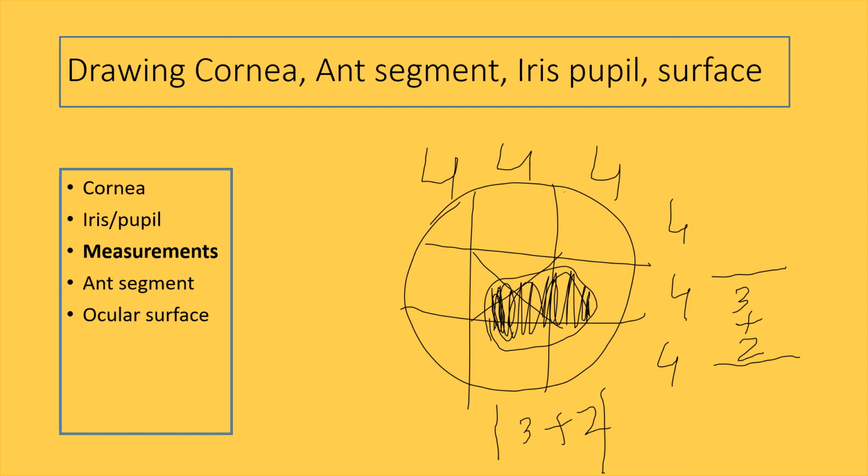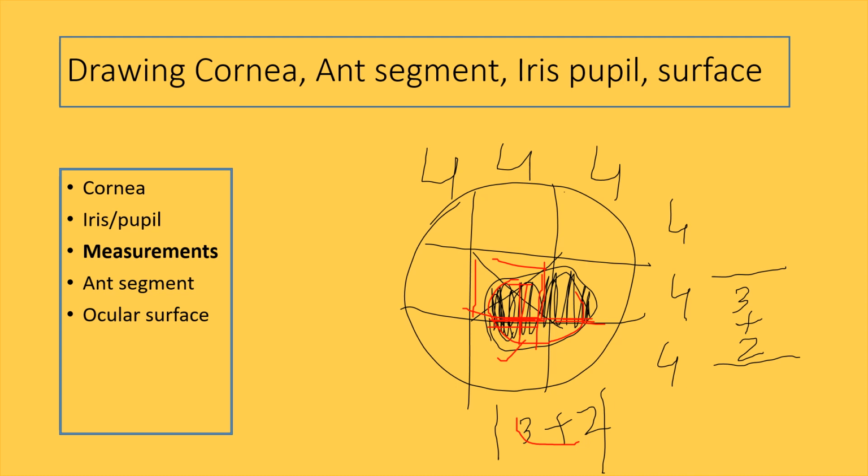Now, how to measure a corneal lesion? Well, this one is a corneal ulcer, and this is the central square. So this ulcer is covering 3 parts of this square and 2 parts of this square. So 3 plus 2, this ulcer is 5 mm vertically. Then horizontally is covering 3 parts of this square and 2 parts of this square. So this is 5 mm horizontally as well.